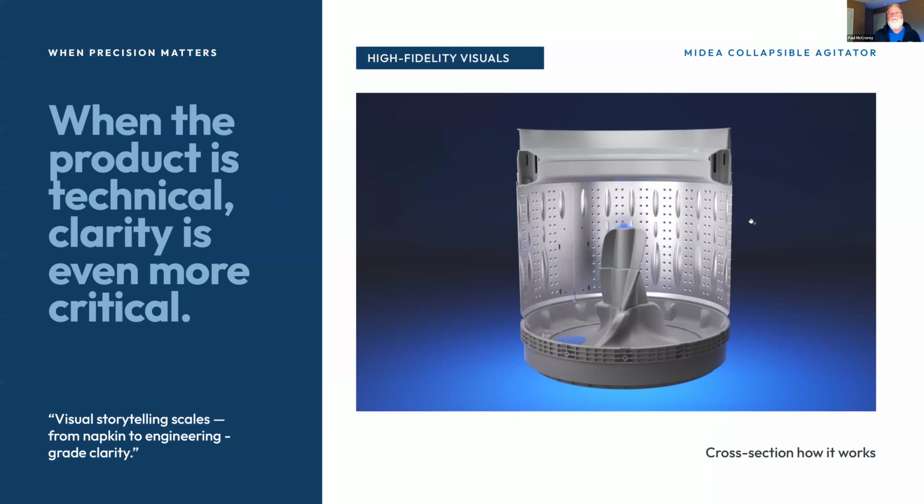So this is a more high fidelity visual. This is actually an agitator in a washing machine. And I've got a video I'm going to play. I don't know that the audio will come across, so I'll just turn it down and speak over top of it. So let me make sure it's muted. I'll turn it down.